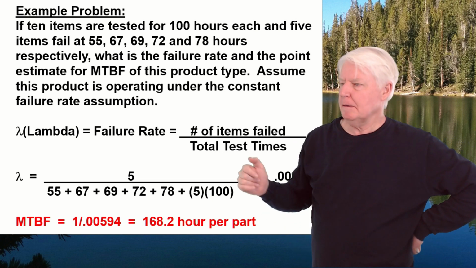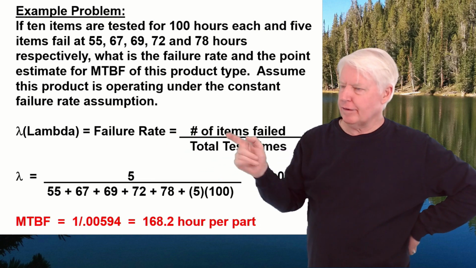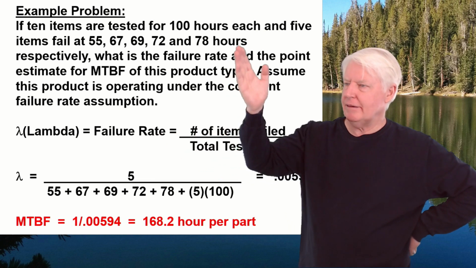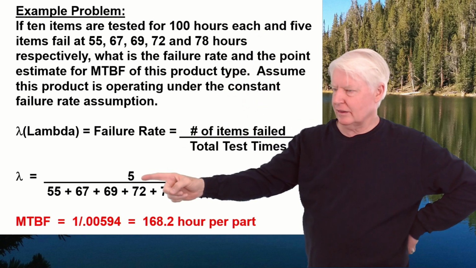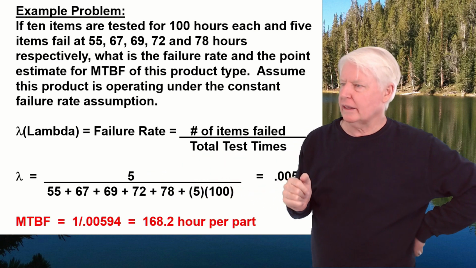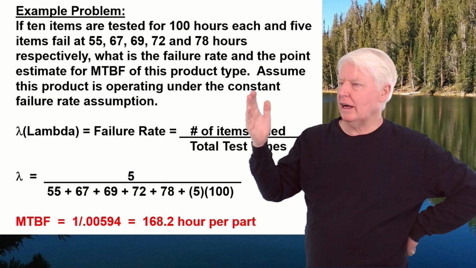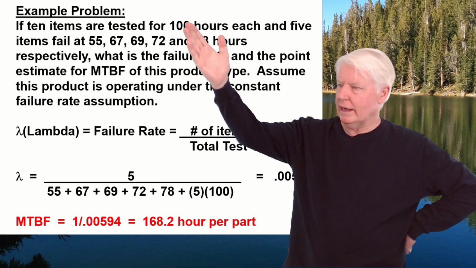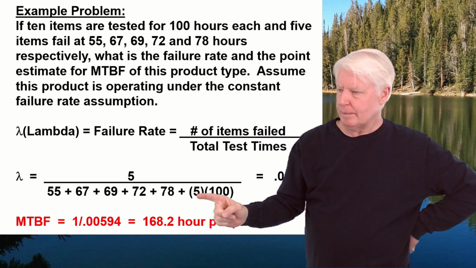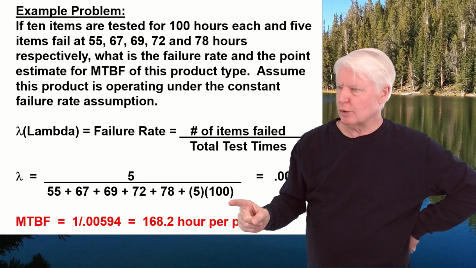Okay, very good. And so we're going to do failure rate, number of items failed. How many failed? 5 items fail. So I put that in the numerator. Total test times, well, we had 10 items, 5 failed. So 5 went 100 hours. That's why I put this in the denominator, 5 times 100.